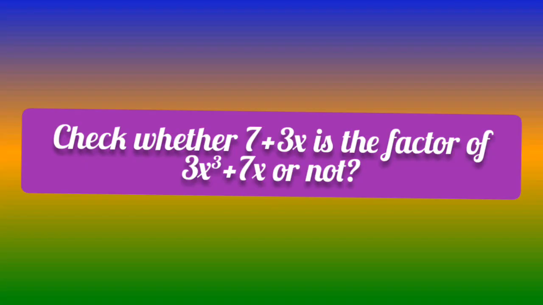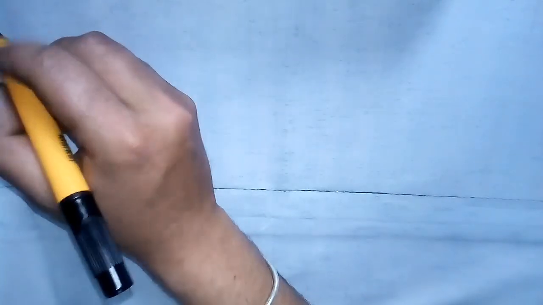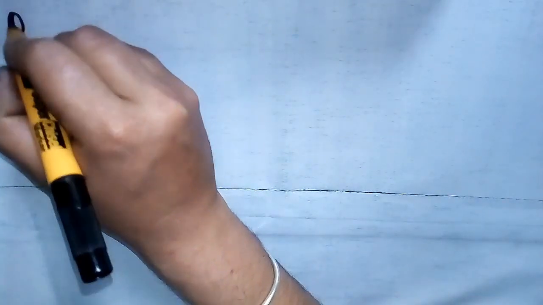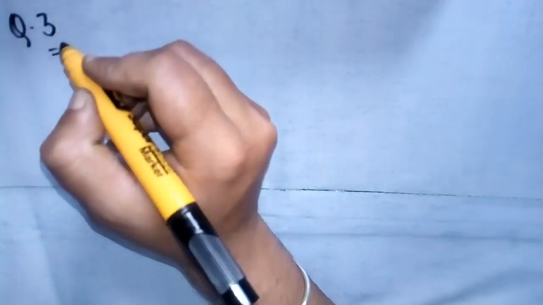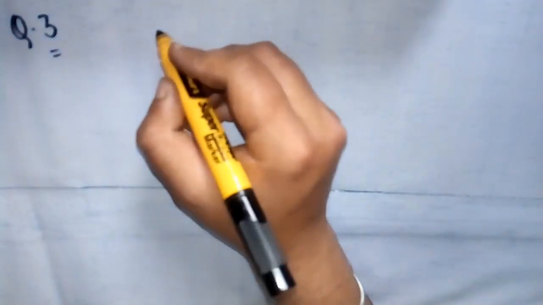Now let us see one more type of question. Check whether 7 plus 3x is a factor of 3x cube plus 7x or not. Means you have to check whether the first polynomial is a factor of the second or not. So remember the statement. It is question number 3 of your exercise 2.3.